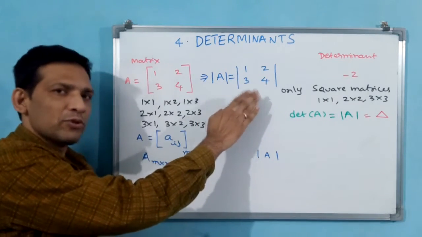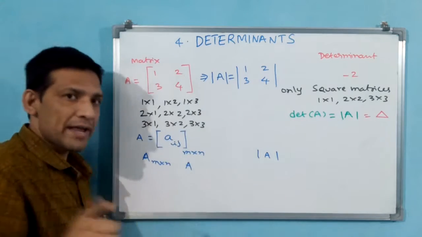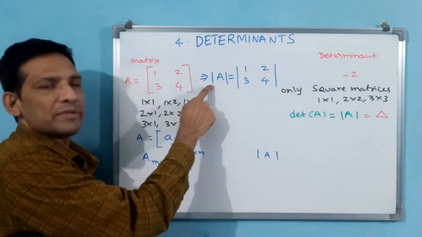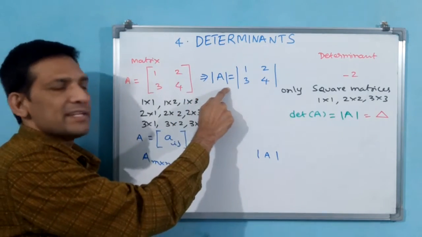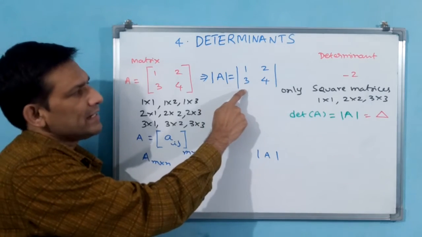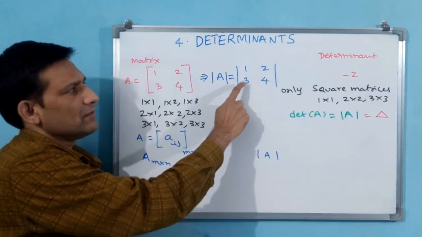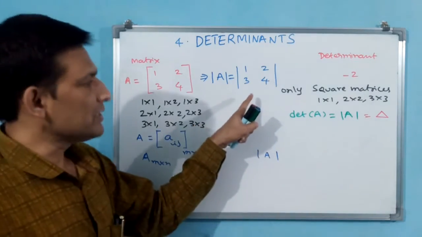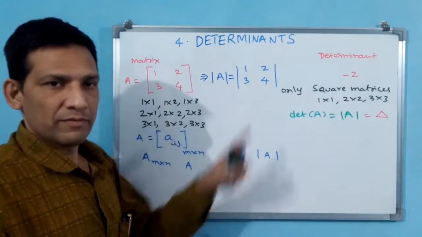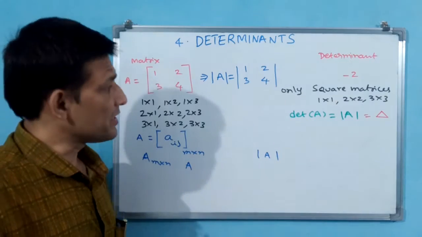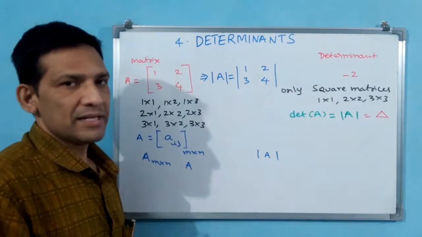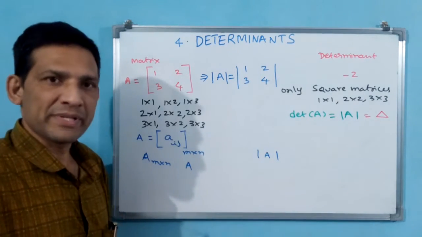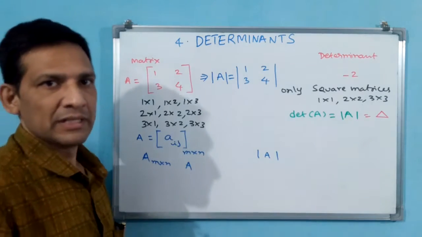Like modulus only, but this we should not call as modulus. See, the representation is capital A inside vertical lines, with the 1, 2, 3, 4 elements also inside. Merely showing this is not going to serve for determinant. I said determinant is not only simply a representation. Determinant is an operation.